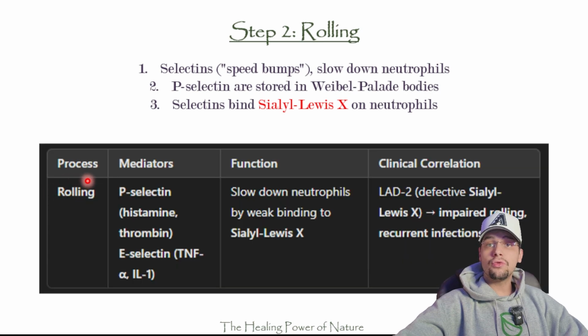For this process of rolling, the mediators are P-selectins, which are mediated by histamine and thrombin, and E-selectins, with tumor necrosis factor alpha and IL-1. The function is to slow down neutrophils by weak binding to Sialyl-Lewis X. Defective Sialyl-Lewis X in LAD2 impairs rolling and causes recurrent infection.